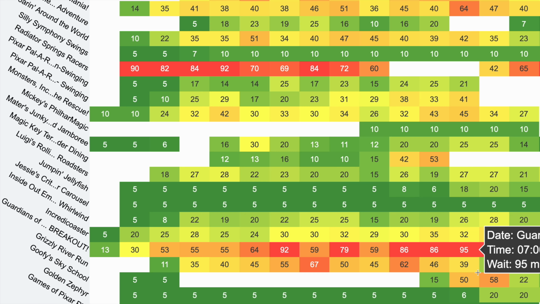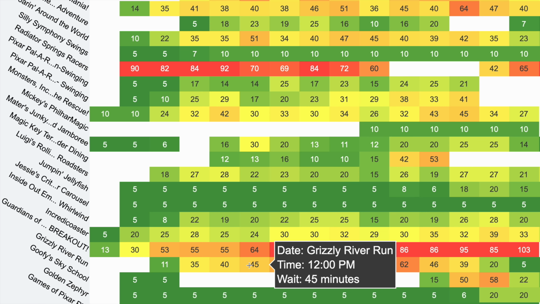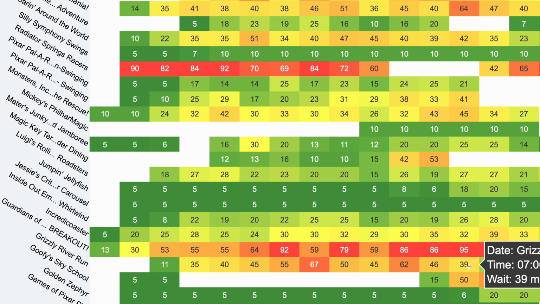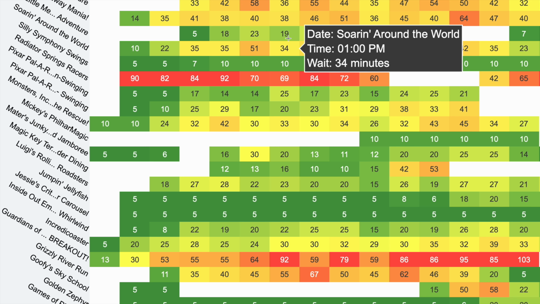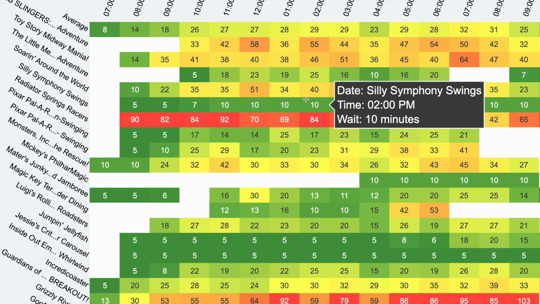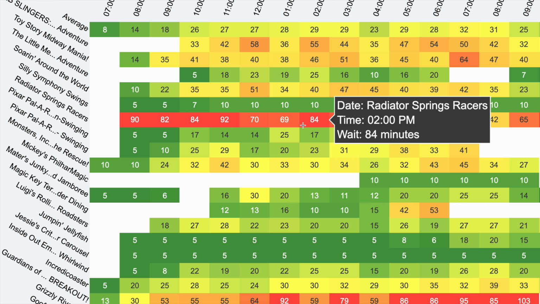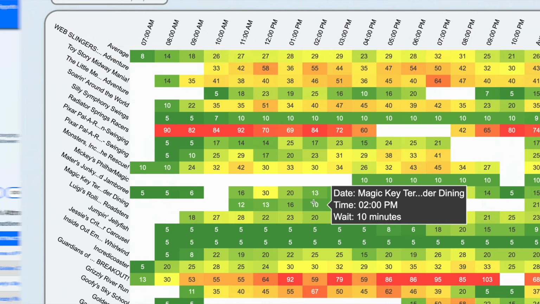We're seeing that. But you know what? Grizzly River Run, it is the summer, and that is a water ride. So I'm not surprised that one has some good waits. And Soarin' does. So anyways, just really good for me, especially if you've never been to a park before, to get an idea of what rides you need to prioritize.